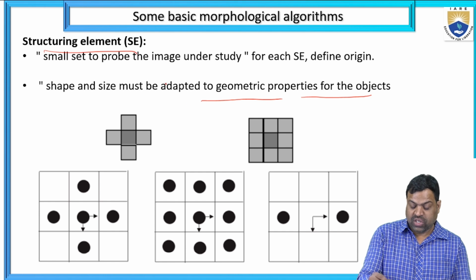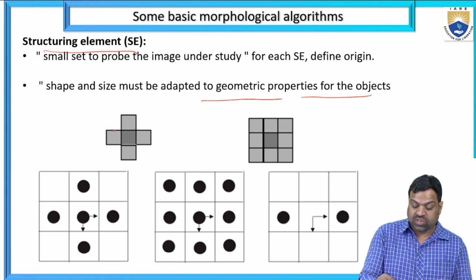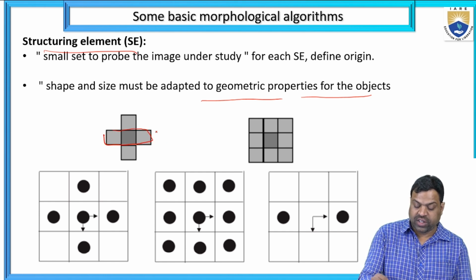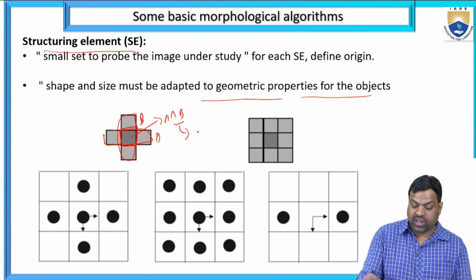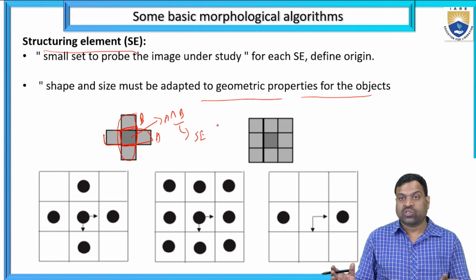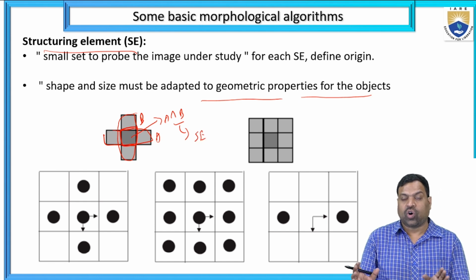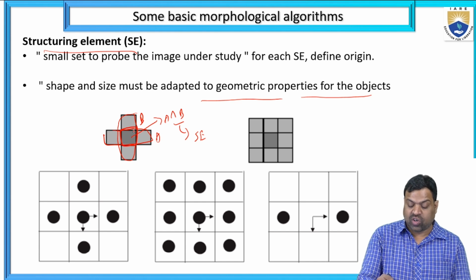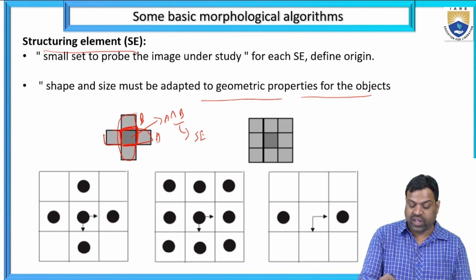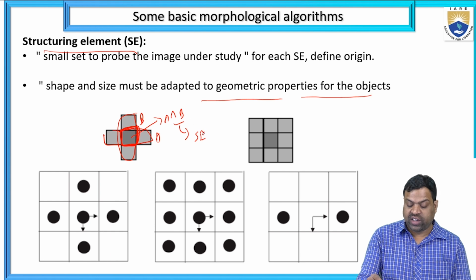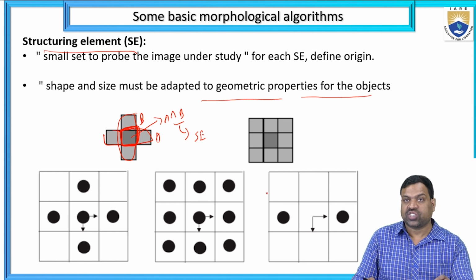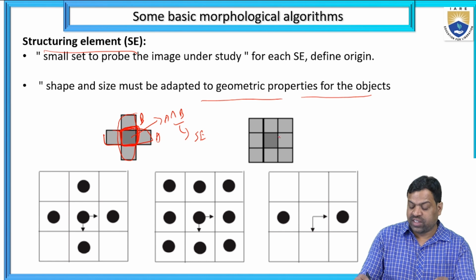So, structuring element. Suppose I am taking A and B. This middle point is the intersection of A and B. I am calling this a structuring element. What are the touching points, the common points of A and B? It is a common point, a touching point of A and B. That is a structuring element, and it is the midpoint.